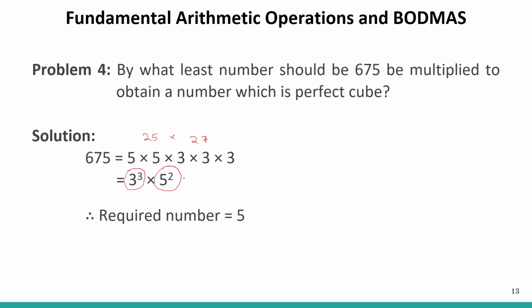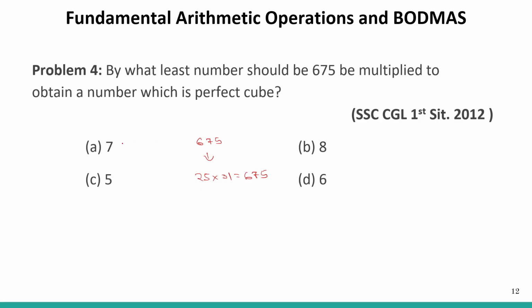Just observe here. Can we multiply by 1 to get a complete cube? No. We can multiply with 5, or we can multiply with 5 power 4 into 3 cube. Which is the least? 5 is the least number. But the only least number that can be multiplied to get a perfect cube is this 5. So 5 will be the correct answer here. This option is wrong, this option is wrong, this will be 27, this is wrong, and this is correct.